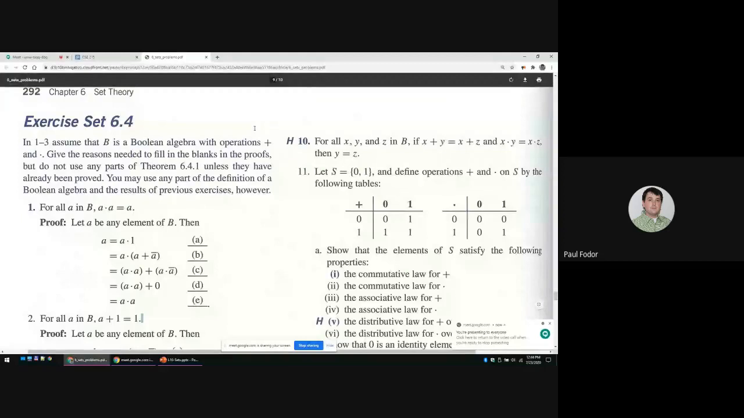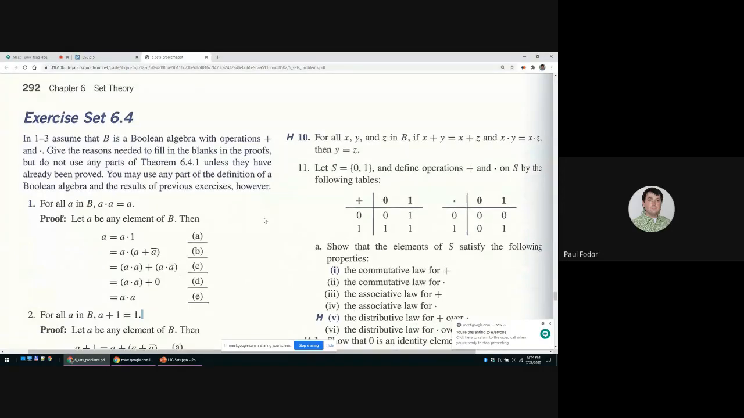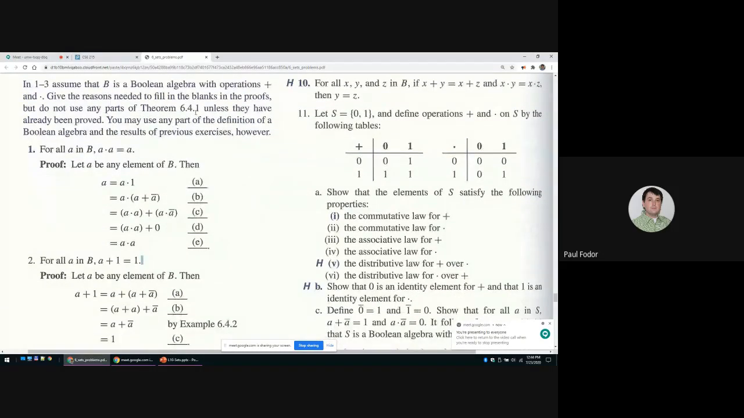Okay, so from the last set of exercises in Boolean algebra, I will show you a few examples and we'll find what properties in Boolean algebra were used in each case. So we have here a proof that A intersect A is equal to A, and we want to prove it step by step. We are given the steps of the proof. The only thing that we have to fill in is the properties of Boolean algebra that were used.